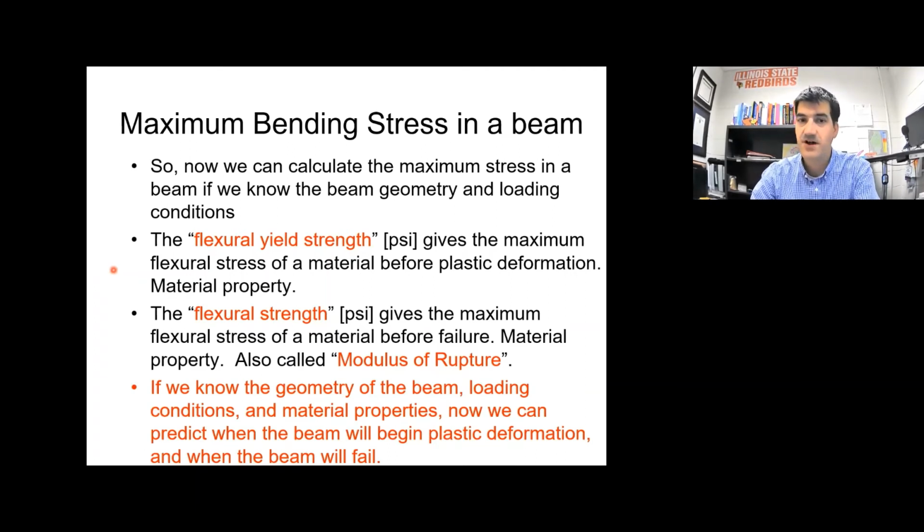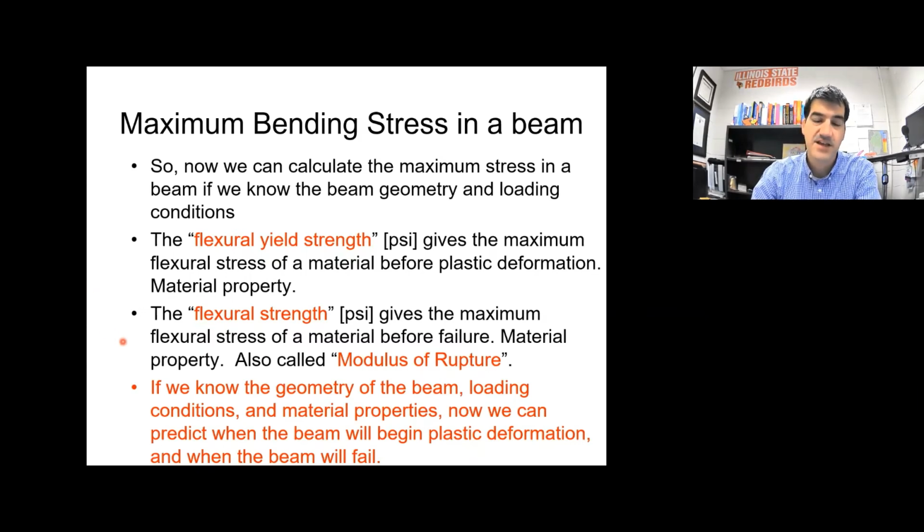A few more terms to define that probably are not too surprising to you, but we can define a term called the flexural yield strength, and that is the maximum stress in the beam before you start to get plastic deformation. Very similar to the yield stress that we've talked about for many weeks already in this class, but now we're applying it to flexural testing, beam bending.